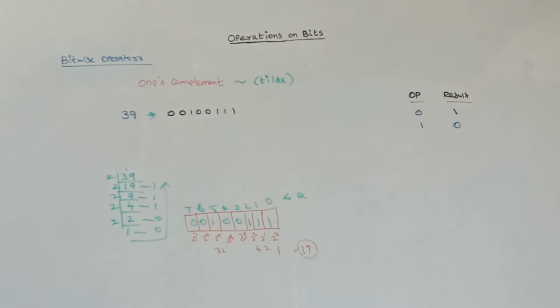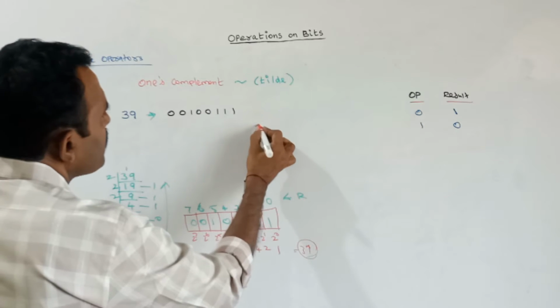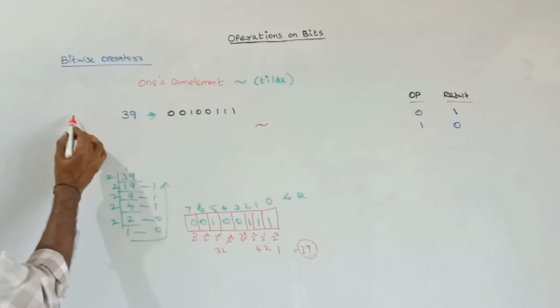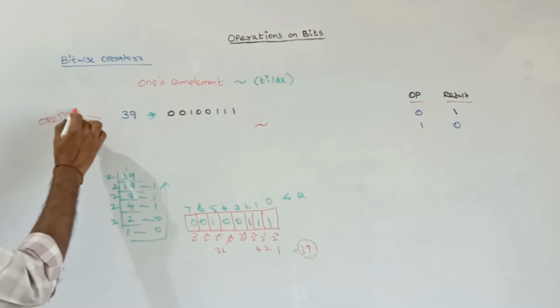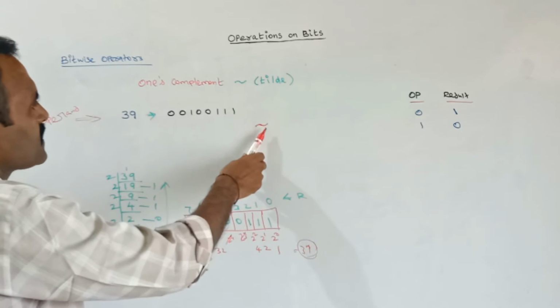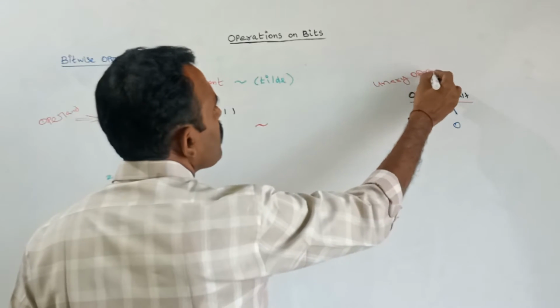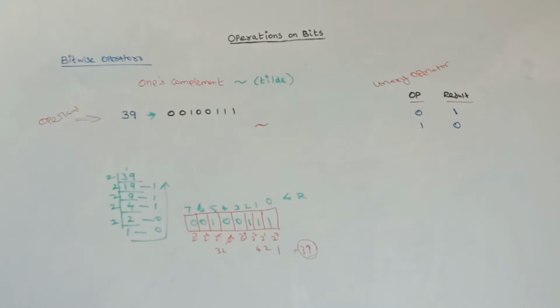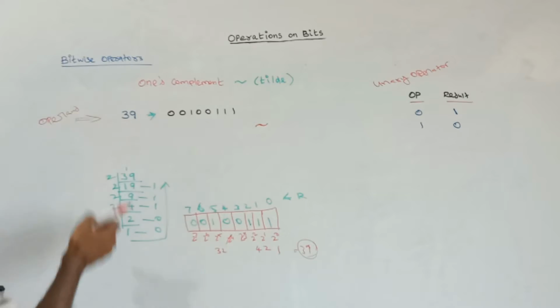Suppose we are inverting this number. For inverting we can use the tilde symbol. Here I am inverting this number, say 39. We can call it the operand. This ones complement is the unary operator. We have only one operand, so this operand we are going to invert with the help of the ones complement.